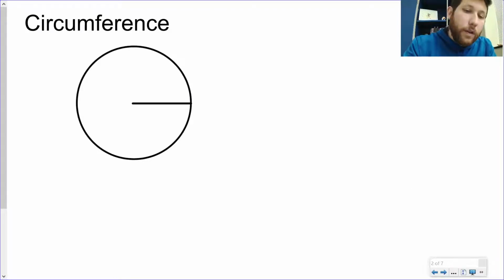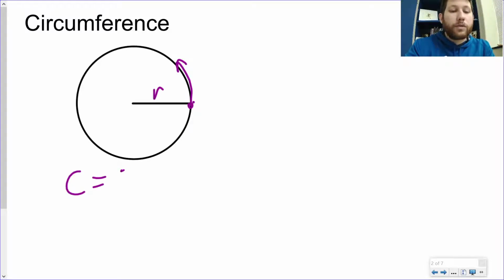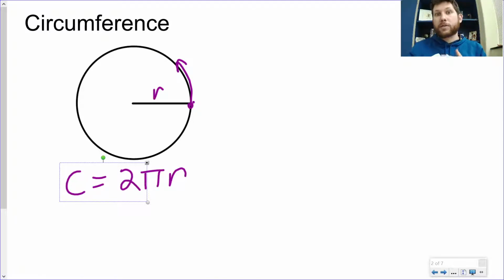So you could start at this location here and measure the whole way around the circle, and that distance would be your circumference. And if this is our radius from the center to the edge, our circumference is equal to 2 pi r, or sometimes you'll see it as pi d because the diameter is equal to twice the radius. But for our purposes here, 2 pi r is going to work out just fine for us.